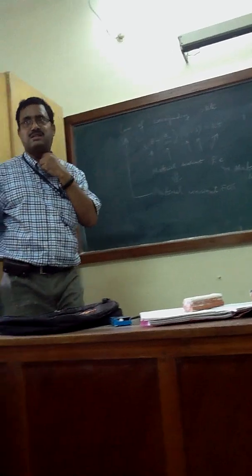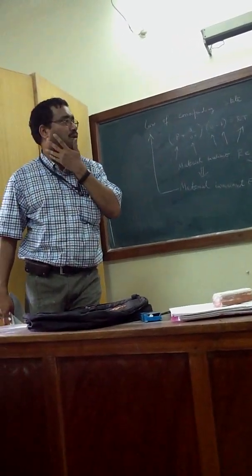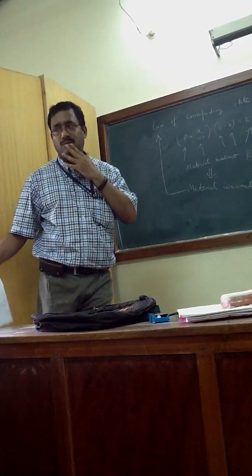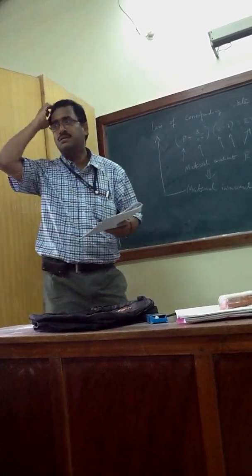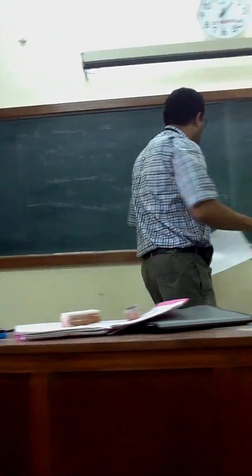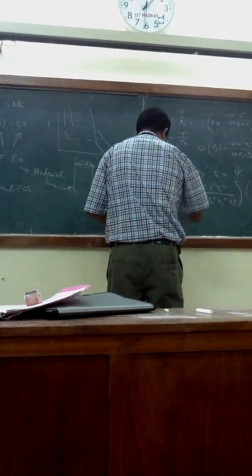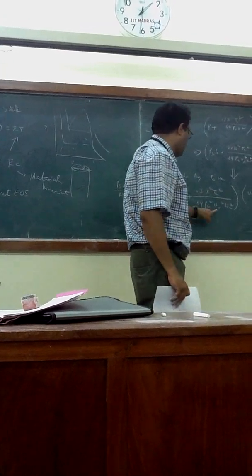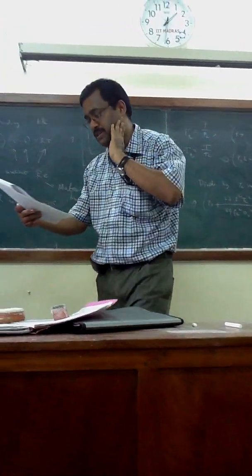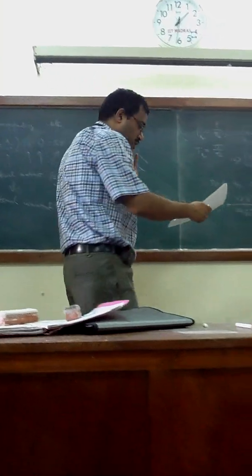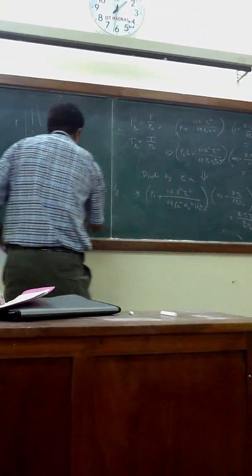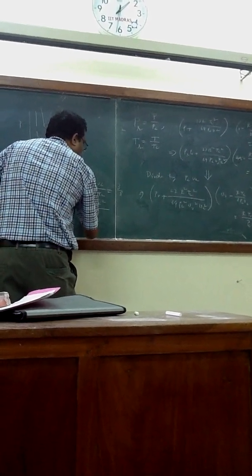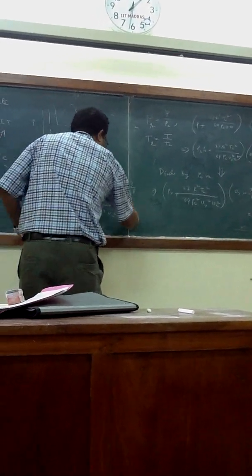So PC, BC, RTC is how much? If you just substitute all the values, I have already done the last part. How much? 3 by 8. Yes. What is the next term? 27 R square TC square by 64 PC square BC square. How much are you getting? 27 R square TC square by 64 PC square BC square.